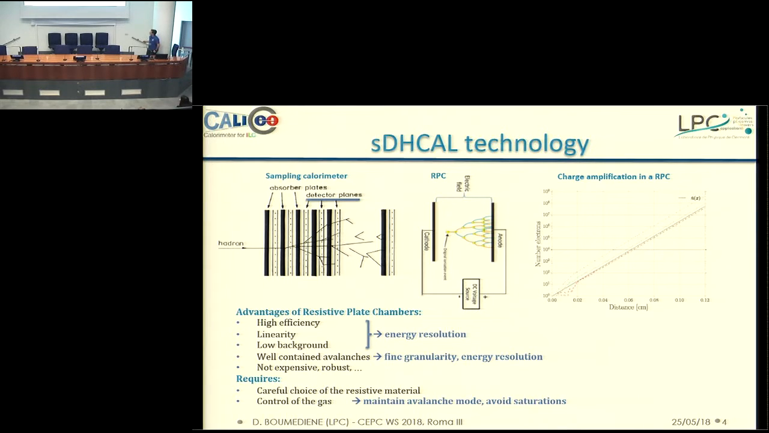For the detector planes, one of the solutions is to use RPCs. So the idea is that every time you have a charged particle that crosses the RPC, you have an avalanche and you obtain a macroscopic signal. You have an illustration here of the amplification, number of electrons.